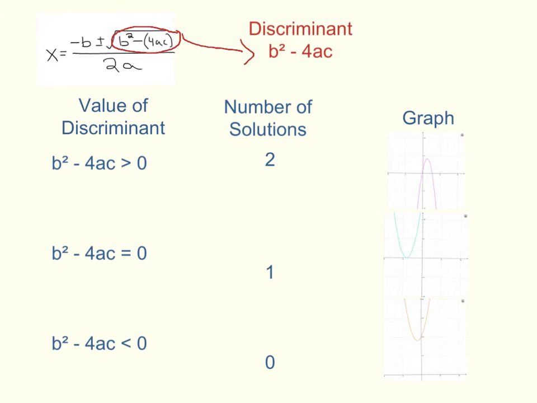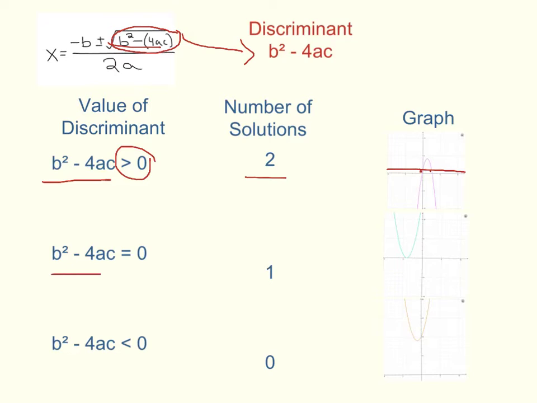So here's a chart that basically describes the whole lesson. We are just using the discriminant to determine how many solutions. If you evaluate the discriminant and you get a number that is greater than 0, that means you'll have a positive number underneath the square root. So you'll have two solutions and your graph will cross the x-axis twice.